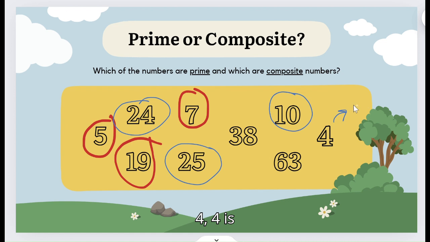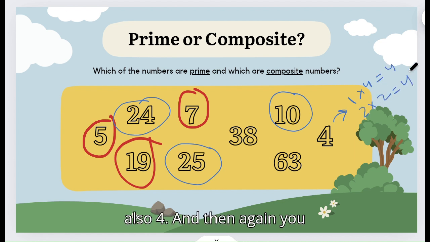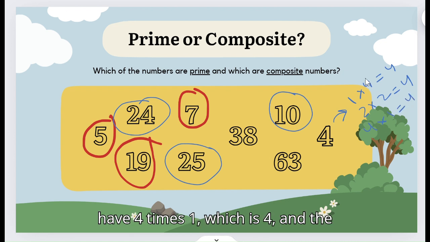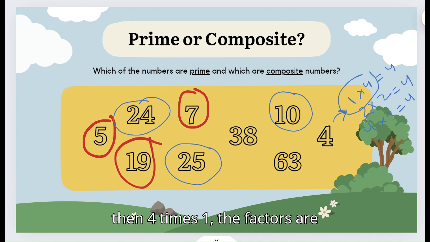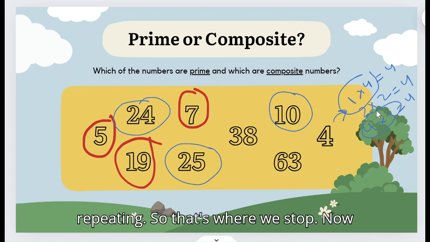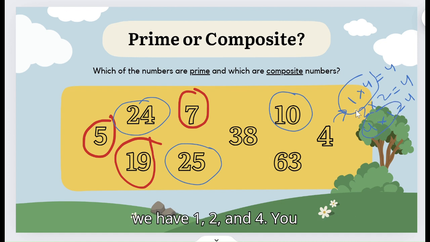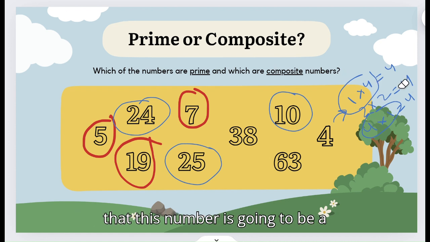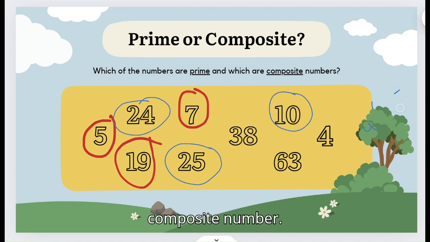Four is 1 times 4, which is 4, and 2 times 2 is also 4. And then again you have 4 times 1, which is 4, and the factors are repeating. So that's where we stop. Now we have 1, 2, and 4. We have 3 different factors. That means that this number is going to be a composite number.